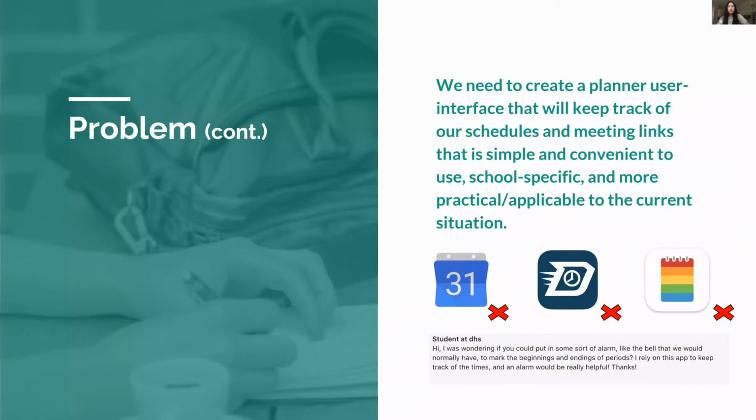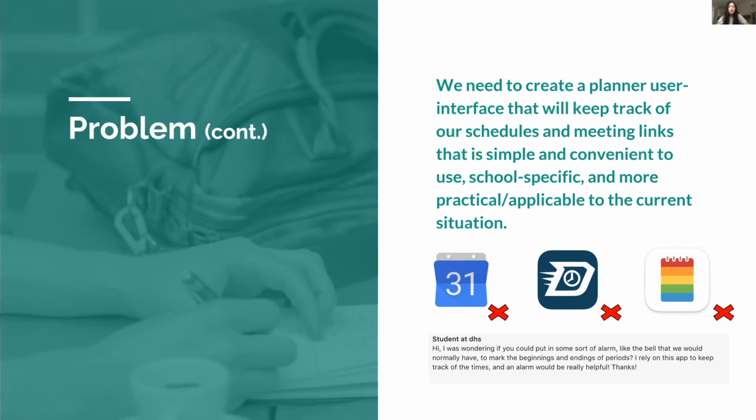Our goal is to create a planner user interface that will keep track of our schedules and meeting links that is simple and convenient to use, school-specific, and more applicable to the current situation in terms of needing a meeting link organizer. Currently, three scheduling applications include Google Calendar, extremely school-specific planner apps like this one used by Dublin High School, and general ones like class timetables on the right.